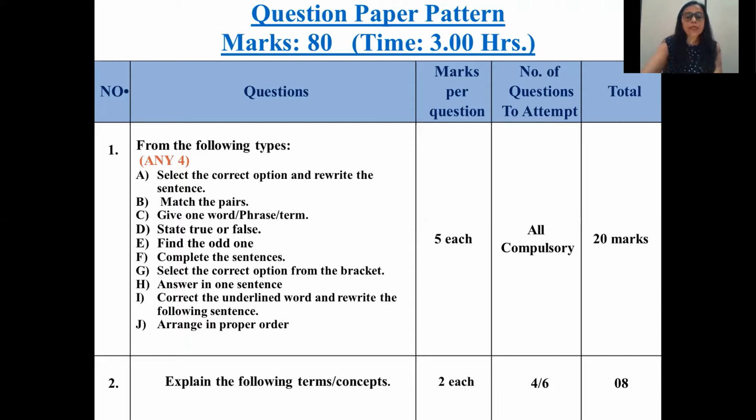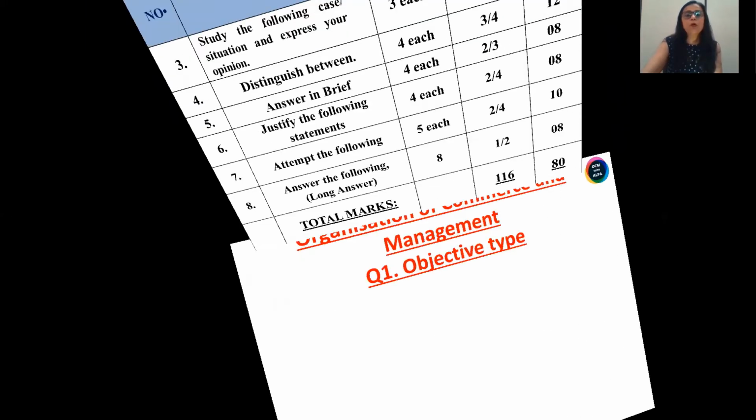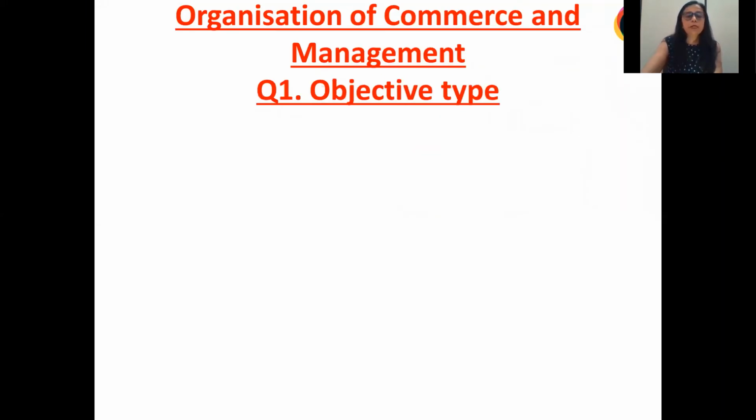As we move ahead, the second part of the question paper has case studies. The usual distinguish between, and there is the short note type of answer, that is question number 5 and 7. There's a slightly different type this year called justify, and the good old long answer. If you notice, your question paper is going to be totally set for 116 marks, whereas the actual marks allotted for the paper is 80 marks. The choice compared to the previous papers has gone down, but at the same time, there is not much to worry if you have really studied well.